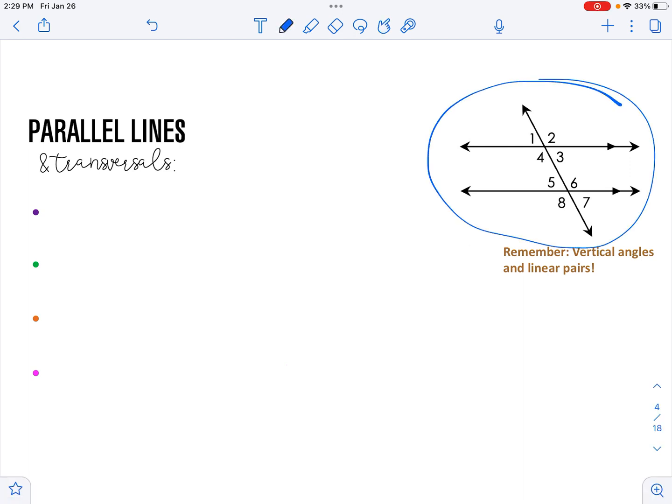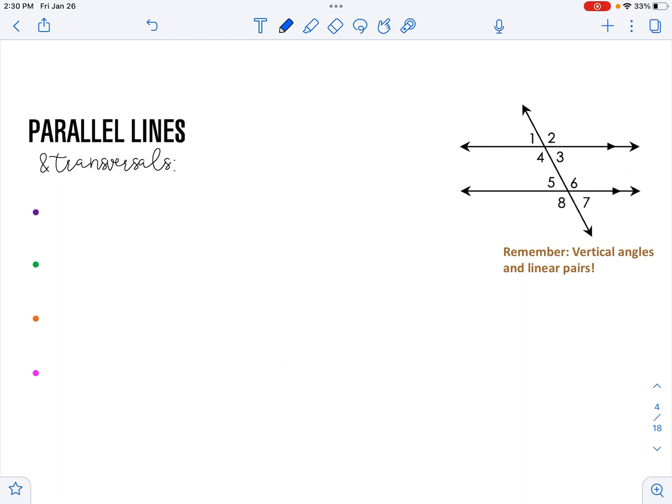We also have to keep in mind what we learned about vertical angles. Remember, vertical angles are angles that are across from each other like 5 and 7, and they are congruent. Linear pairs are adjacent angles that form a line, like 1 and 2. Angle 1 plus angle 2 should equal 180 degrees because it's a straight line. So keep that in mind as well, as that will help us today.